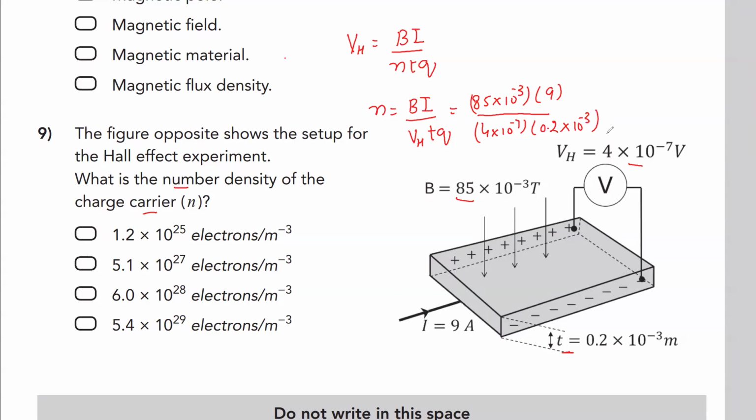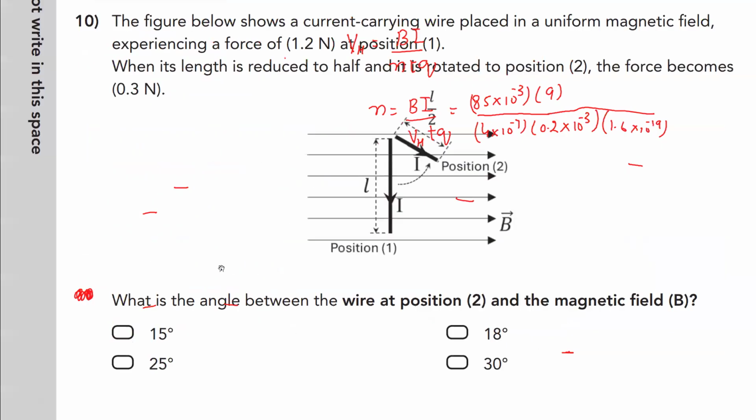And here the value of Q is obviously a constant. It will be 1.6 into 10 power minus 19. Okay, so whenever you solve this question, you will get the value 6 multiplied by 10 power 28 electrons per meter cube. So this is your right answer. Just put the values in the calculator and you will get the answer. Okay, now we have to move to question number 10.